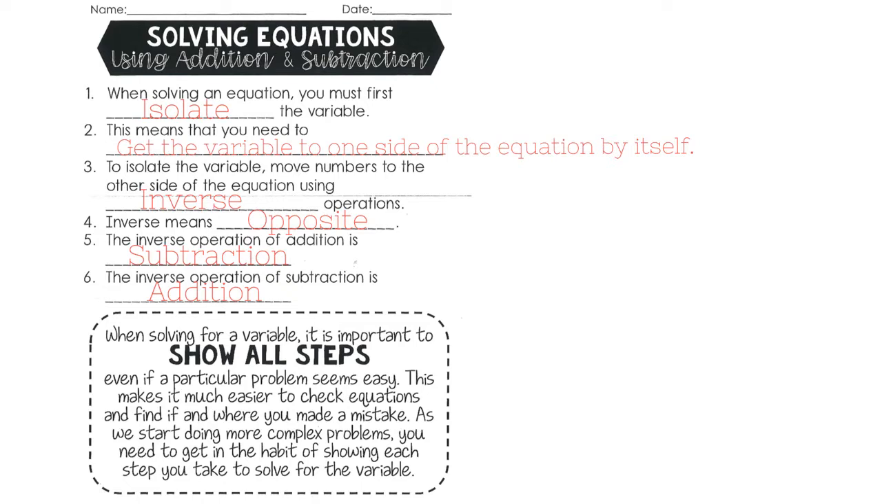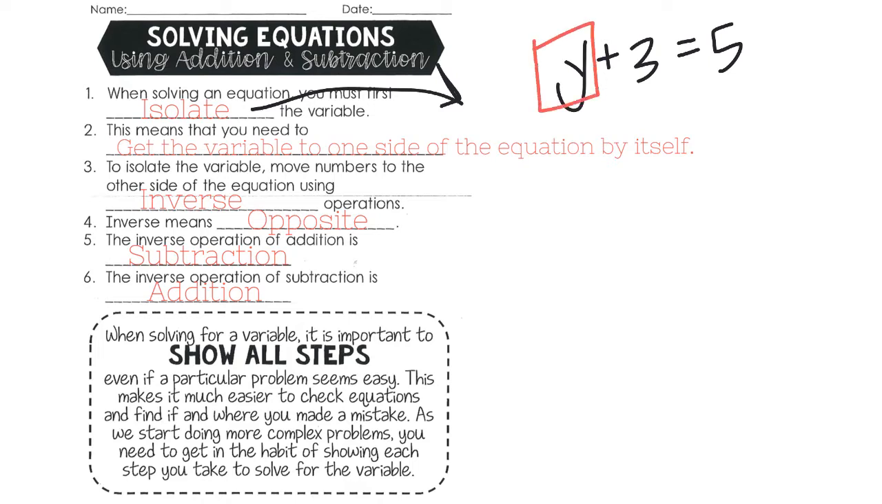So when we are solving an equation, you must first isolate a variable. And that word isolate simply means, if you look at the next sentence, to get the variable to one side of the equation by itself. So what they mean, and let's say we had y plus 3 equals 5. What they're saying is that we want to isolate, meaning get y to be all by itself.